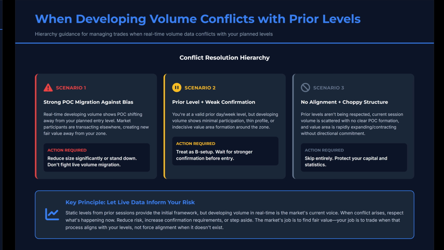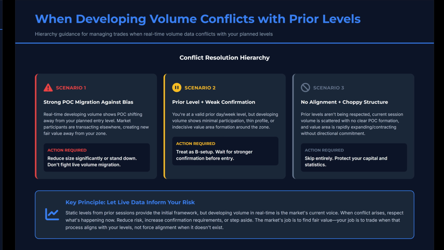Action required? Treat this as a B setup. Wait for stronger confirmation before entry. Wait for a clear rejection candle. Look for HVN formation at 45.25. Look for multiple quick rejections.